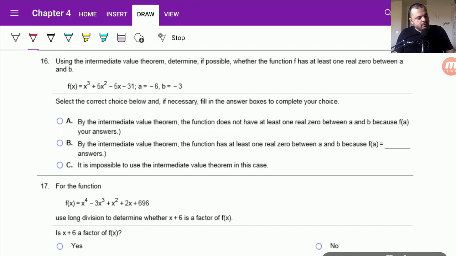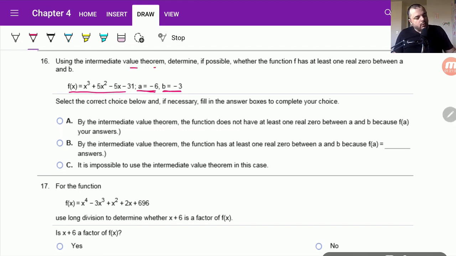Okay, using the intermediate value theorem, determine if possible whether the function has at least one real zero between a and b. So we are given the function f of x, and we are given two x values. The first one is a equals -6, and b equals -3. Both of them are x values. So we need to check, do we have a zero between these two values or no?